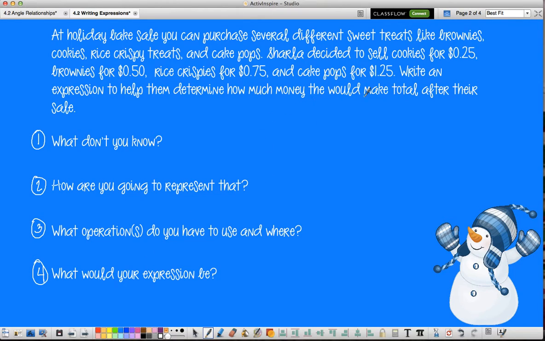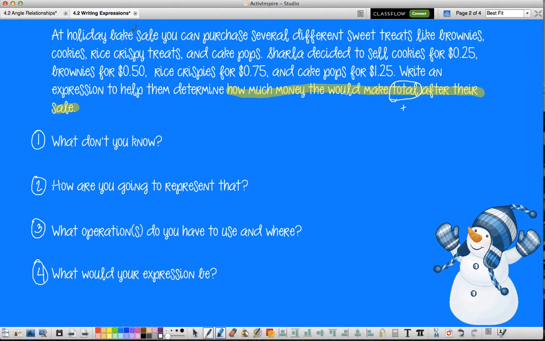Okay, so let's look at the problem first. Write an expression to help them determine how much money they would make total after their sale. So highlight this in yellow: how much money they would make total after their sale. Well, total is going to be important because total tells us that we need to add stuff together. So here we know we're going to add. So that's important, so we're going to circle that.